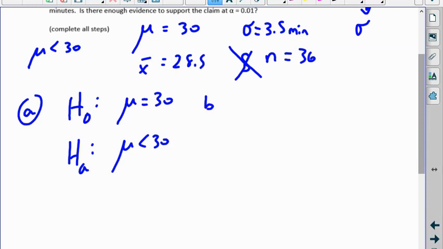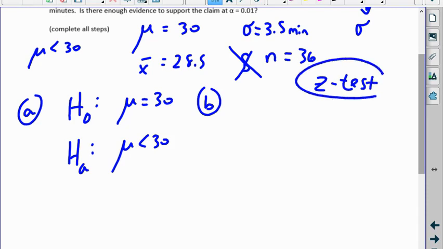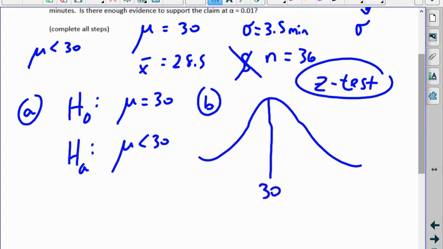Now let's do part B. Let's draw the curve, and then we're going to do a Z test, which is fun. That's going to remind us of what we did on the other pages. Okay, let's do it. So we draw our thing. 30's in the middle. 28.5. Well, that's the messiest 28.5 I've ever seen.